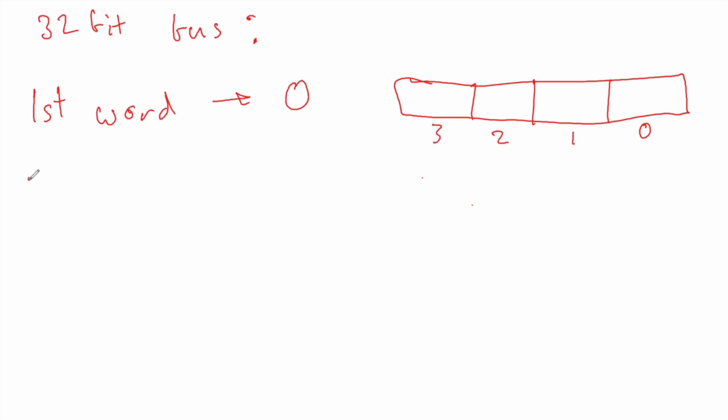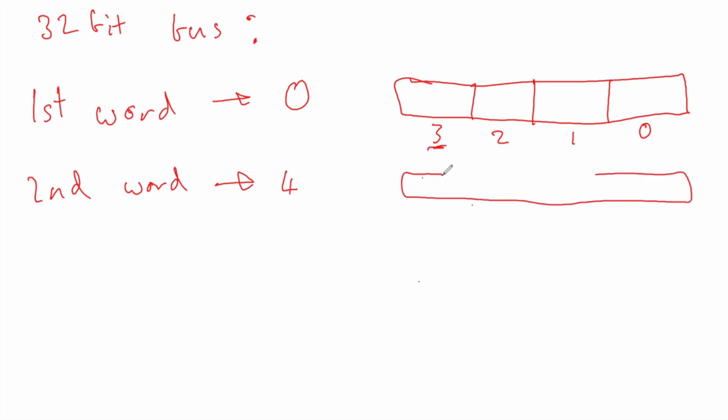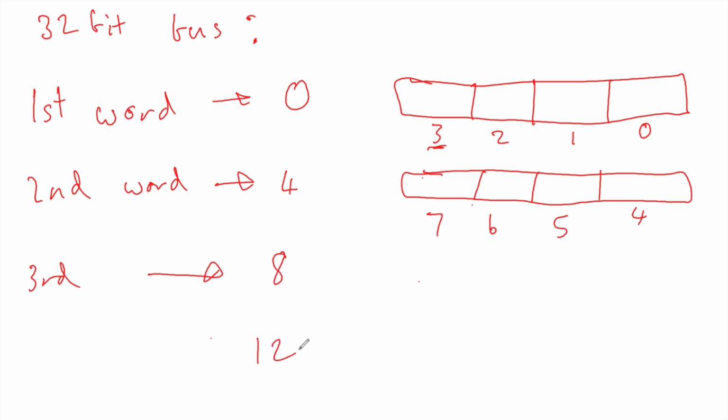Okay, the second word will start from the next address after this, which is going to be address 4. Okay, and that word will be made up of the bytes 4, 5, 6, and 7. And then the third word is going to start at address 8. And then the next word will start at address 12. And that's how it will go on through memory.